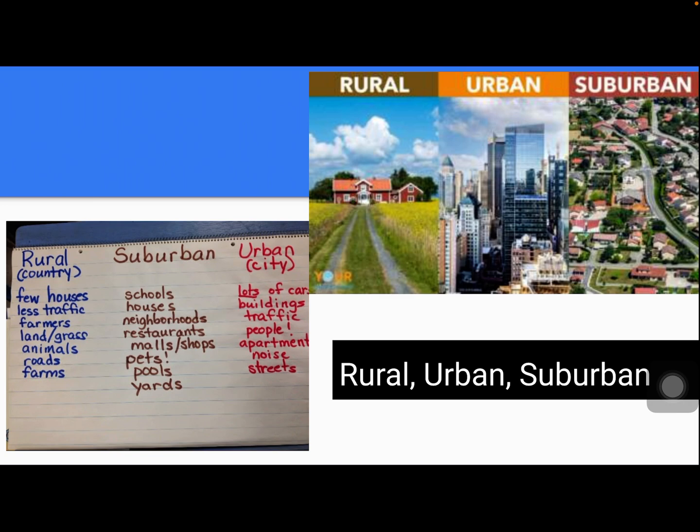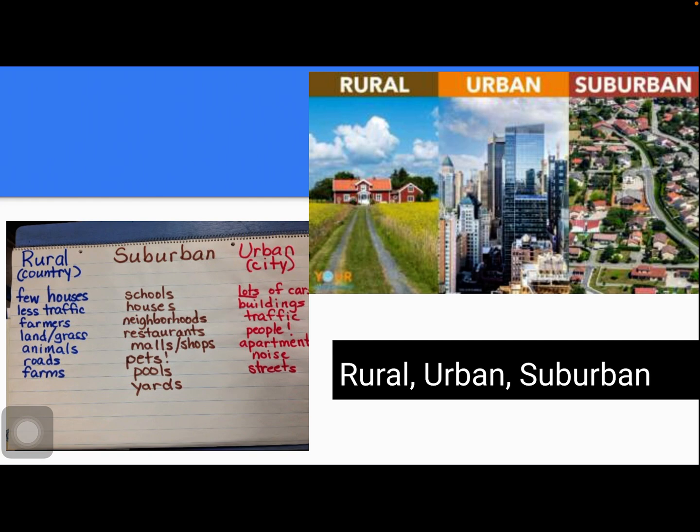First one, go ahead and say rural. Good. So if you look on the side here, these are some examples of what we might see in a rural area. So we have a picture here. Farmland is really what we're going to see in a rural area. Not a lot of houses, not a lot of traffic. We're going to see farmers. We're going to see the land, some animals, some roads still, but a lot of farms in these rural areas.